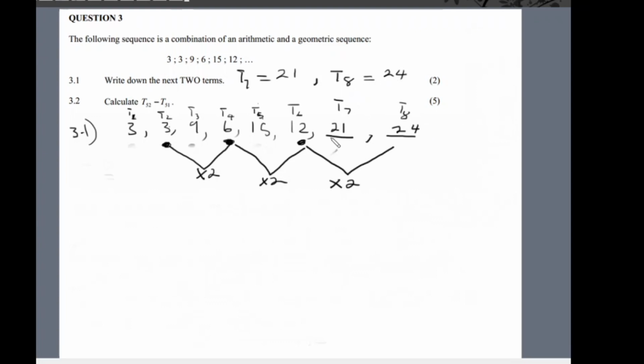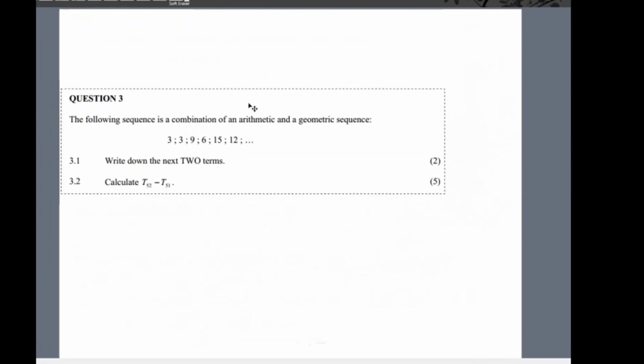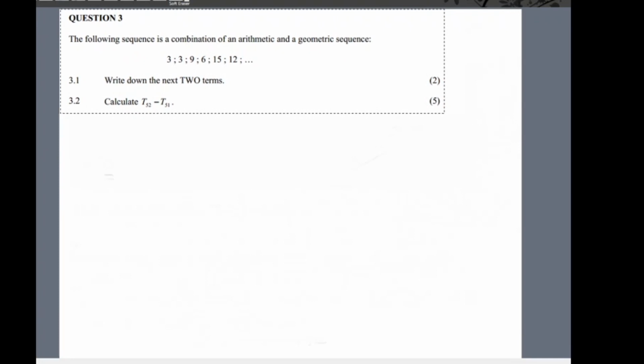Okay, so now they want us to calculate. That is question 3.1. Term 7 is equal to 21, term 8 is equal to 24. Okay, so question 3.2: calculate T52 minus T51.